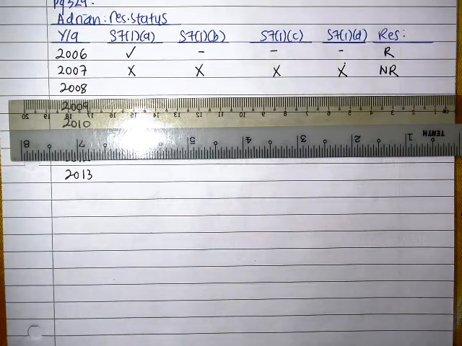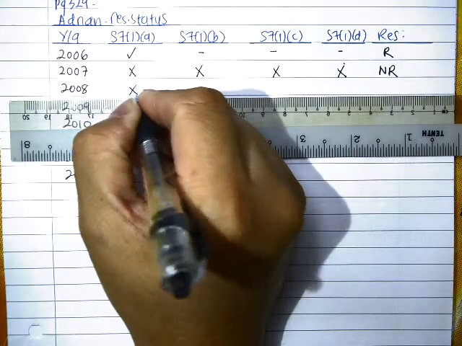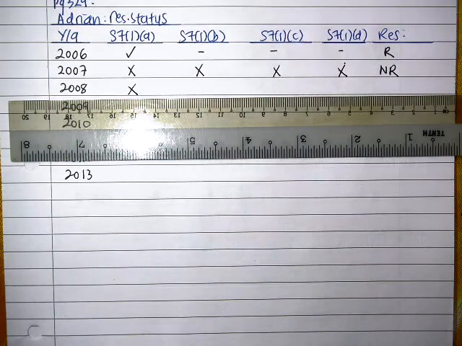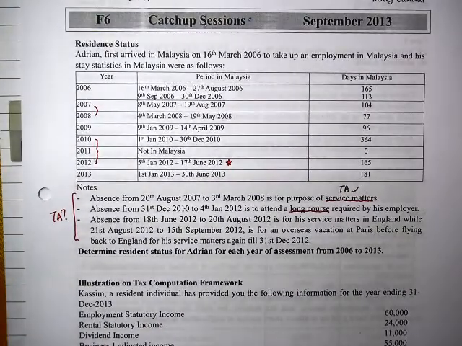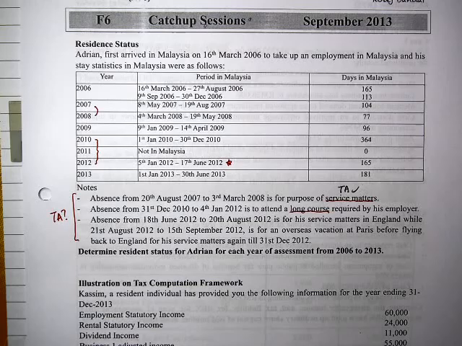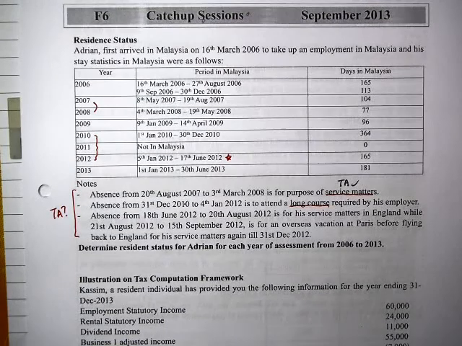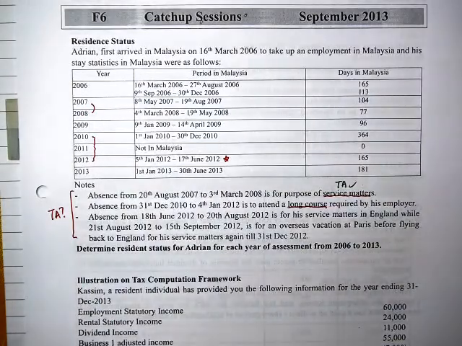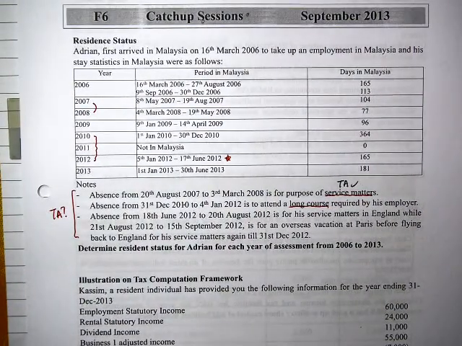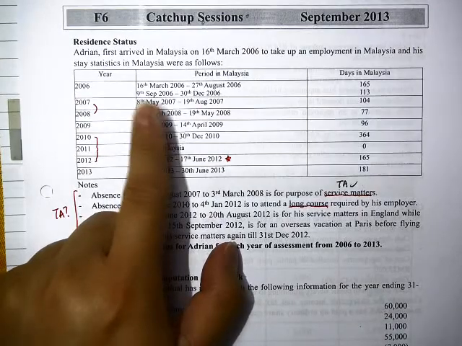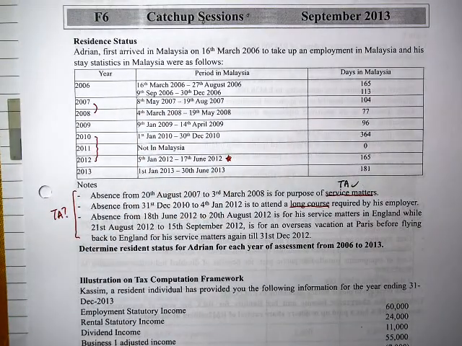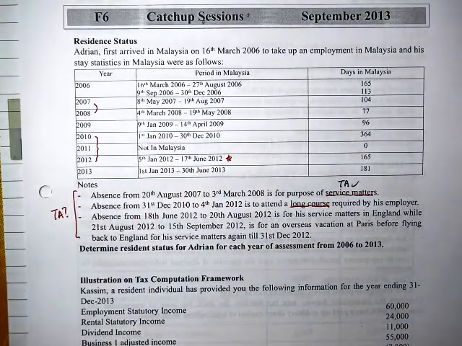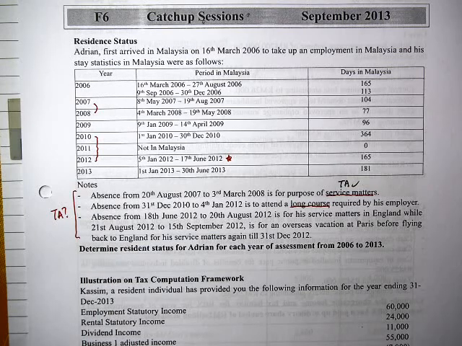Now 2008. Again, Adrian is in the country for 77 days. So not enough for 1A. Now how about 1B? Same thing. Now I need to borrow. 2008 borrows from which year? 2007, right? Now to borrow from 2007, you must check 182 from where? From 8th of May until the end of the year, correct or not? Now 8th of May until the end of the year has how many months?